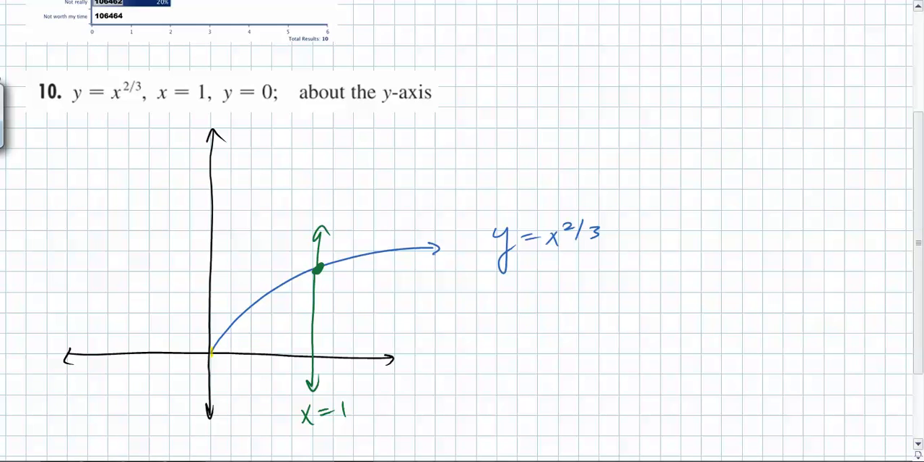So what are we rotating? We're taking this right here and rotating around the y-axis. So after you draw that one side, what else do you draw? The same thing in the other side. You draw the reflection. So you have this.